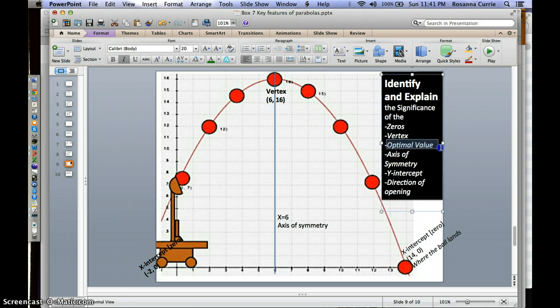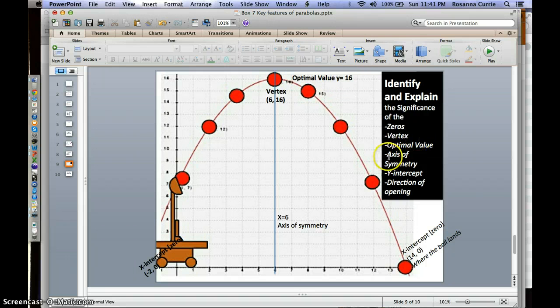What's a little bit different is the optimal value. The optimal value is referring to part of the vertex, but not the whole thing. It just is talking about the y value. So I can copy and paste this and change this to say not vertex, but rather optimal value. But instead of it being 6, 16, I'm just looking at this 16. I'm just looking for that important place. What is the highest value? What is the optimal value, as in the most? It is 16.